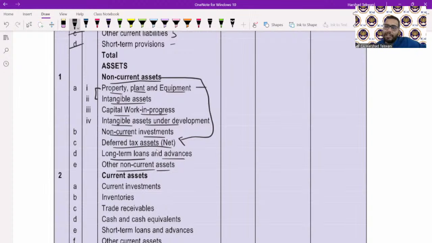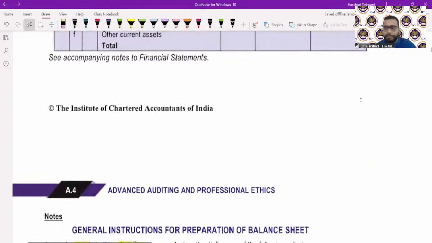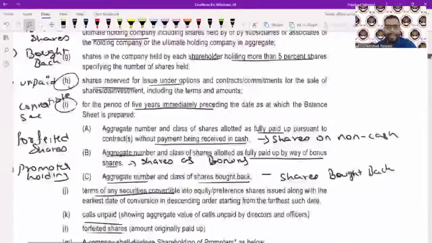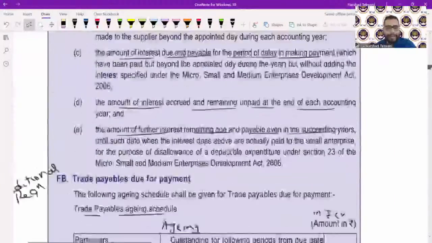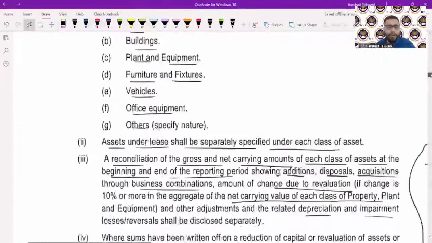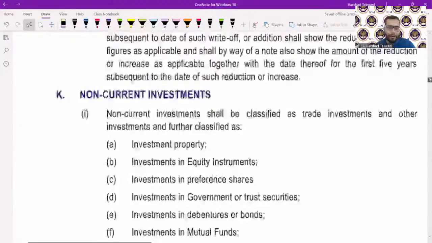You cannot have a plant which is intangible, you cannot have a property which is intangible, or a plant and machinery or equipment which is intangible. So that's why I'm giving a head of plant, property and equipment which is by default tangible, and then intangible asset, rather than showing only fixed asset, because fixed asset may include intangible also. That's why I have changed my nomenclature. I'm showing plant, property and equipment. So try to use these terminologies because this will enhance your understanding, even whatever you want to write.